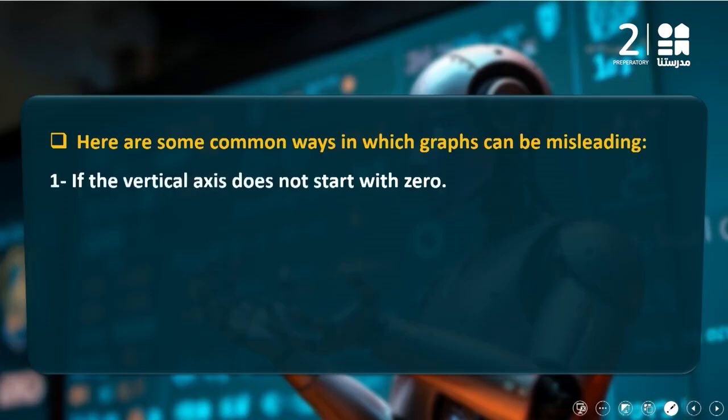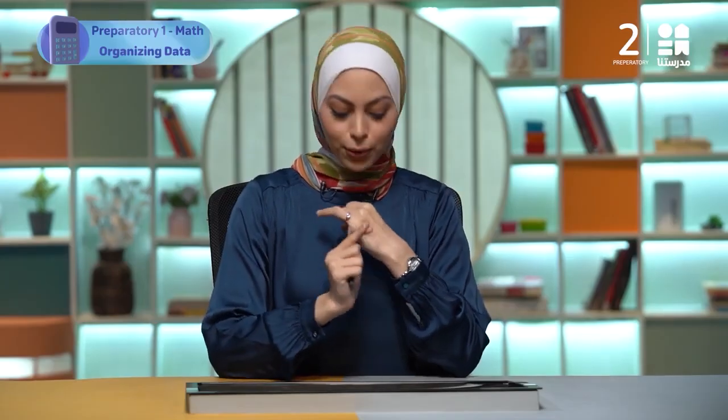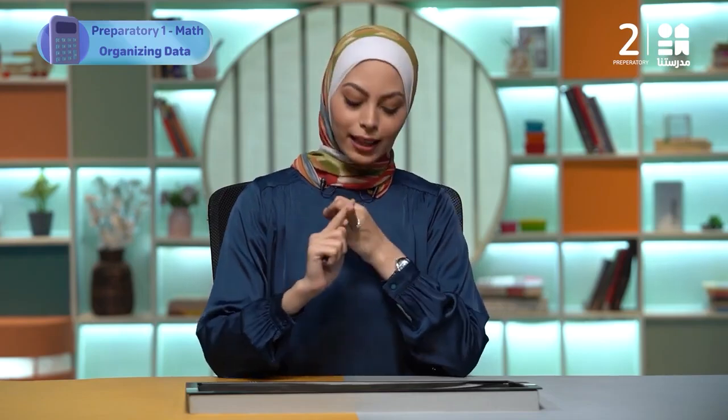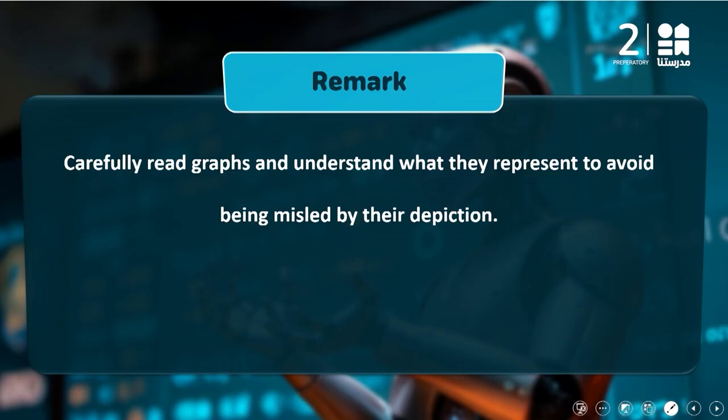What are the common ways in which graphs can be misleading? When can we say that a graph can be misleading? Number 1, if the vertical axis doesn't start with 0. And the second way, if an unequal scale is used on the vertical axis. Remark: carefully read graphs and understand what they represent to avoid being misled by their depiction.